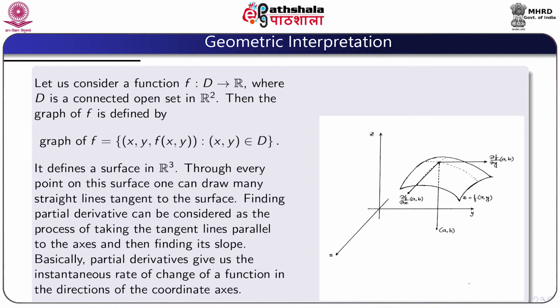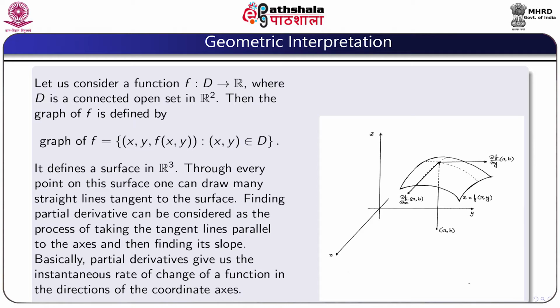Now, let us recall the geometric interpretation of the ordinary derivative. Let f be a function defined in some neighborhood of a point c. If f dash c exists, then we know that it gives the slope of the tangent to the graph of the function f at the point c. Now, we shall find the geometric interpretation of partial derivatives. To have a geometric interpretation, we confine ourselves to dimension 2.